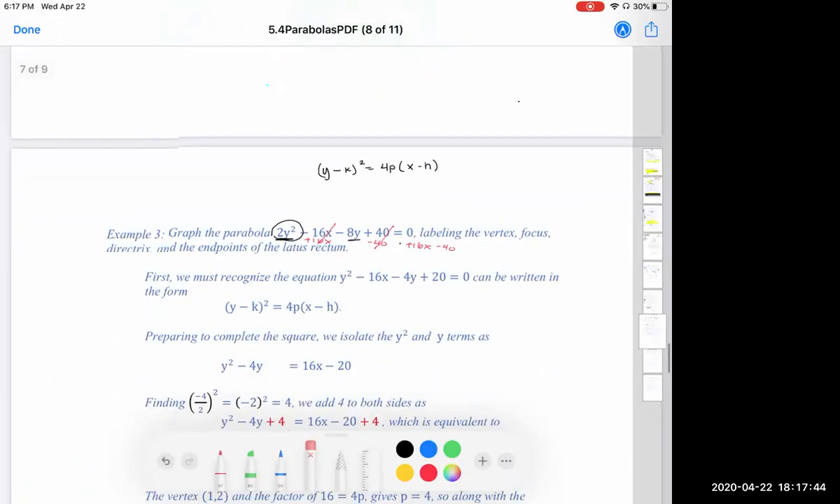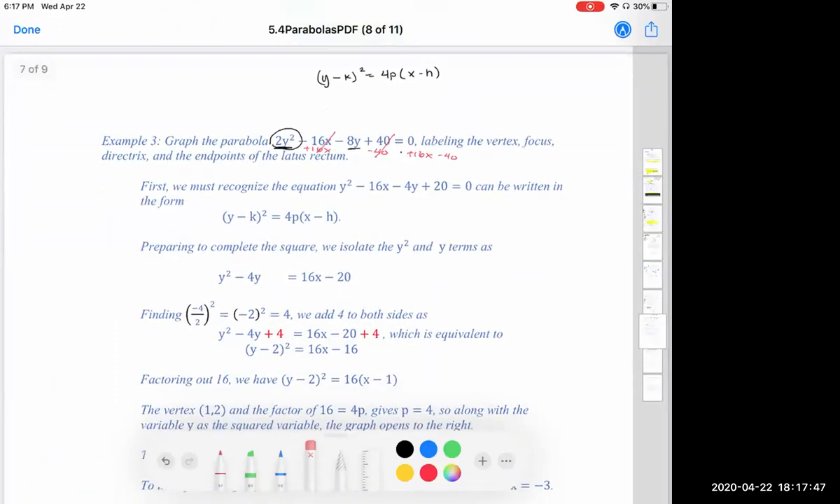Okay, let's continue with our text reads. First, we recognize the equation y squared minus 16x minus 4y plus 20 equals 0 can be written in the form y minus k squared is equal to 4p times x minus h. Preparing to complete the square, we isolate the y and the y terms. So we see how we have our y's on one side and everything else is on the other side. Why are our y's the special ones? They're the special ones because that's the letter that has a square.